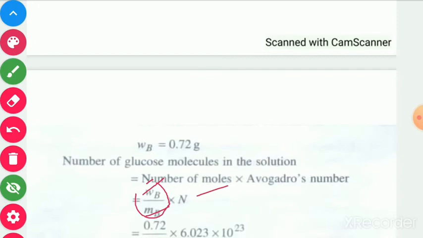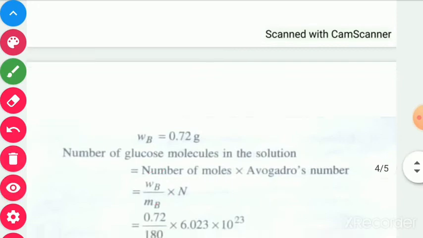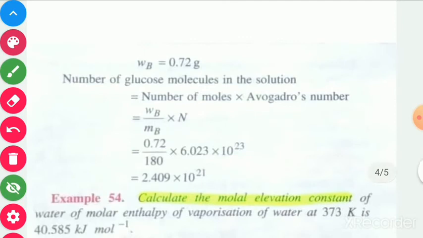If we put the values, here Wb we got 0.72, molar mass of solute, glucose, 180, into Avogadro number 6.023 into 10 power 23. On solving, it will be equal to 2.409 into 10 power 21. So the number of glucose molecules will be equal to 2.409 into 10 power 21. Next question.